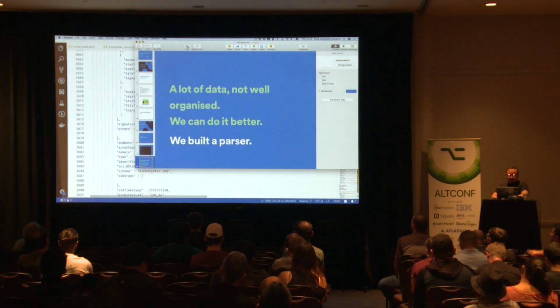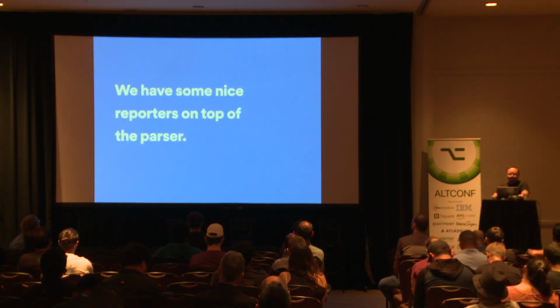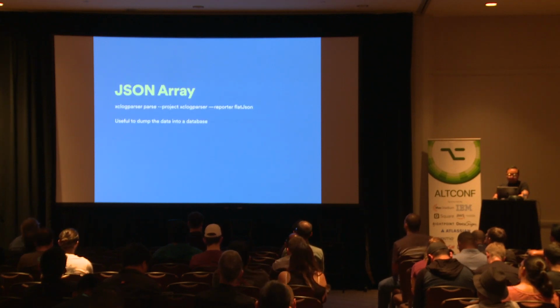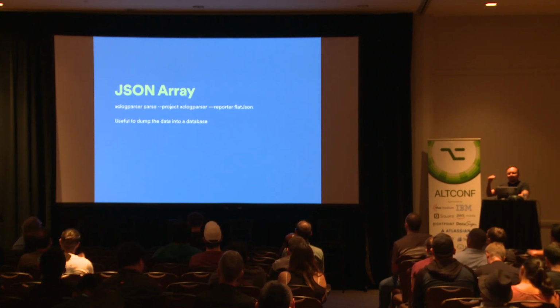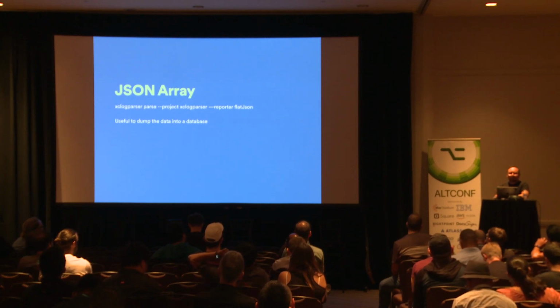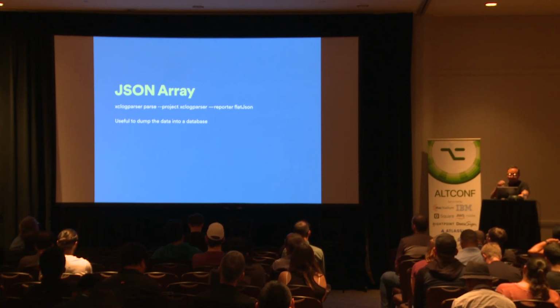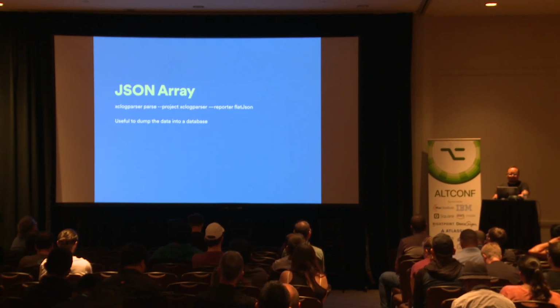And once we built that, we were able to build some nice reporters on top of that JSON representation. So the first one is called JSON array. It's a really simple reporter. Basically, the original JSON document that we generate is a tree. But when we were trying to dump that tree into a database that supports JSON to start doing some initial analysis of the logs, we found out that it's kind of hard. So with this reporter, you can use a flat JSON, an array, not a tree. So it's easy to dump this into a database and just start playing with it.